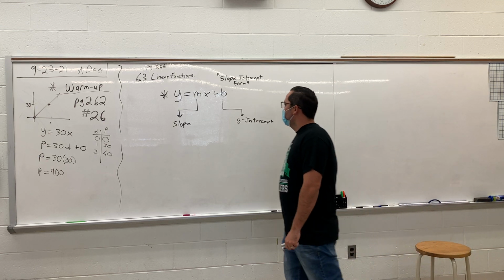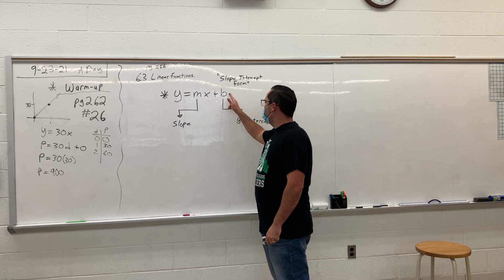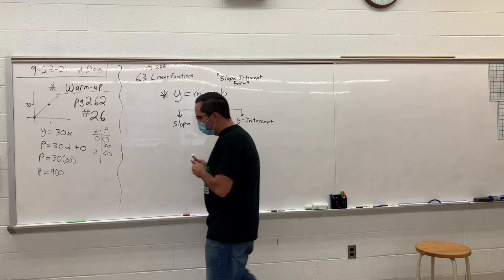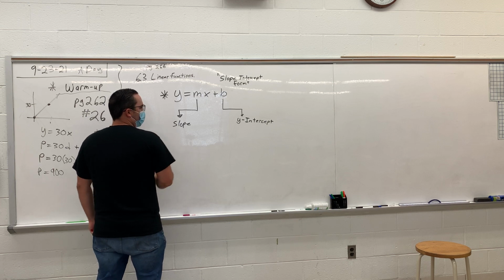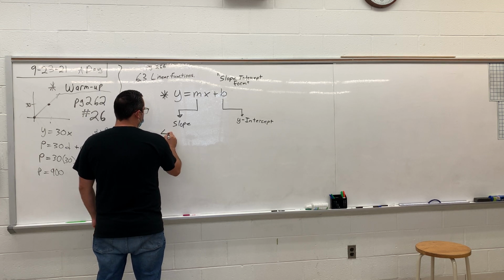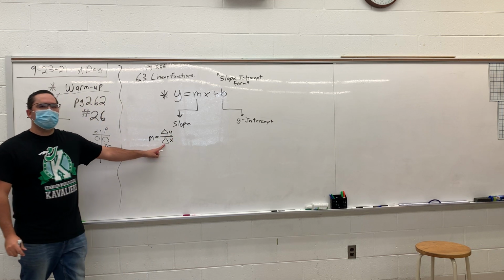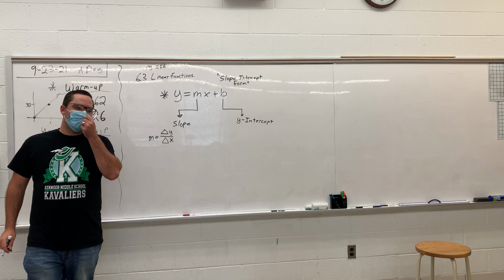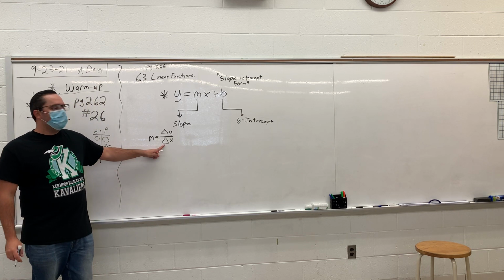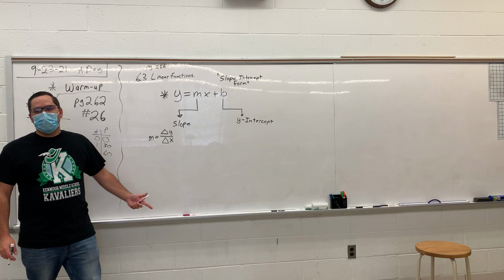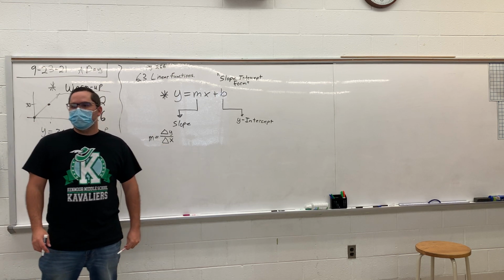Okay, so we need to find slope, we need to find the y-intercept. Now slope can be represented as the change in y over the change in x. This little triangle is a symbol that you probably have seen before but didn't know what it meant. This is, I think, the Greek symbol delta.